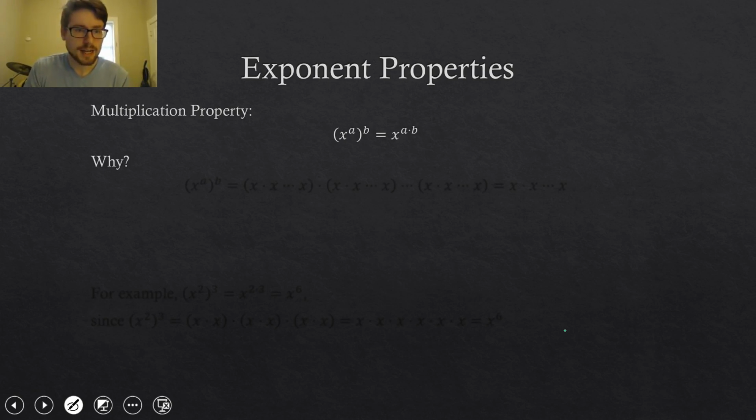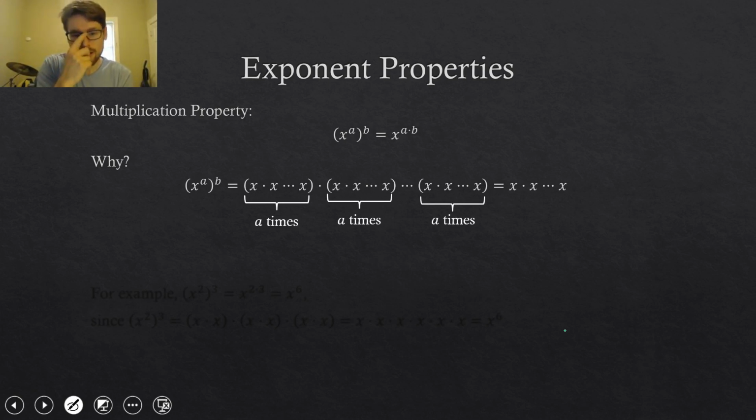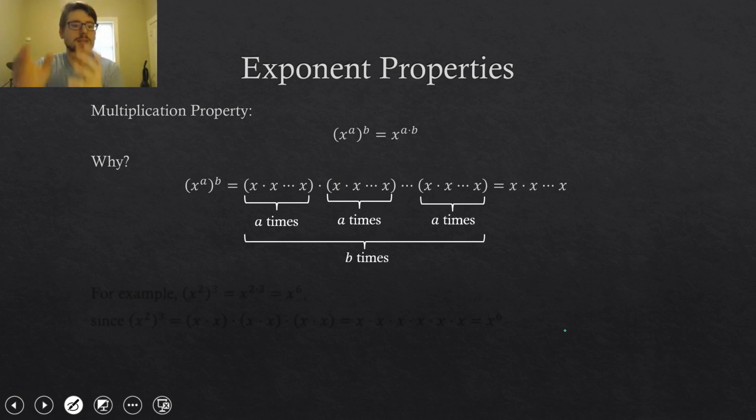Well, it has to do with some multiplication facts. So this is again what you want to have in your head: x to the a, raised to the b power. Well, that says multiply x to the a by x to the a by x to the a, b times. So we're going to have b times x to the a times x to the a times x to the a, right?